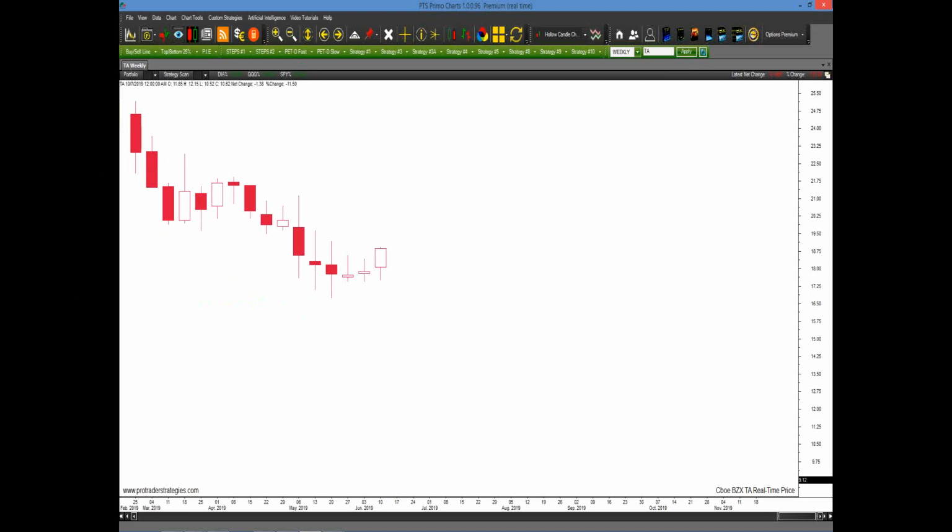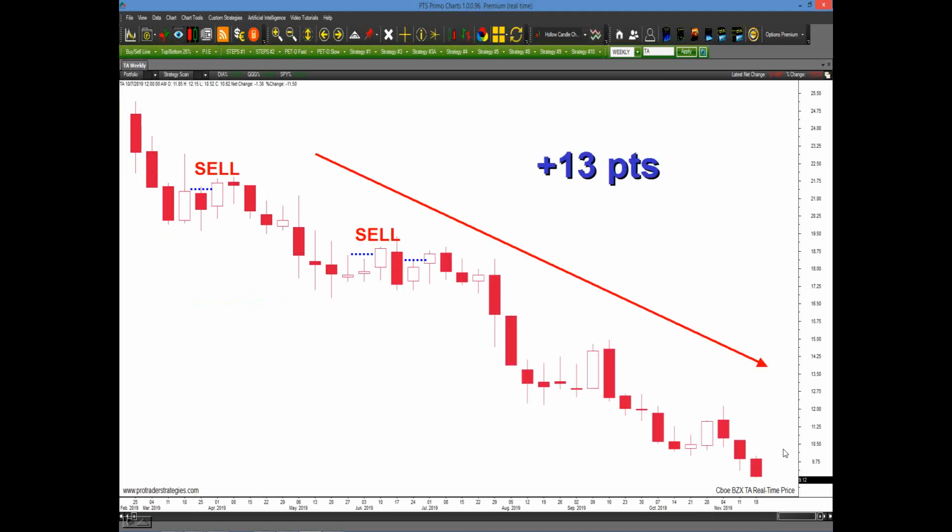So let's look for this technique. We have two right here. We have one right here. This was in April. And then we have another one here that was in June. Now coming into November, as you see down here on a weekly time frame, you could have generated a 13-point nice little gain here.